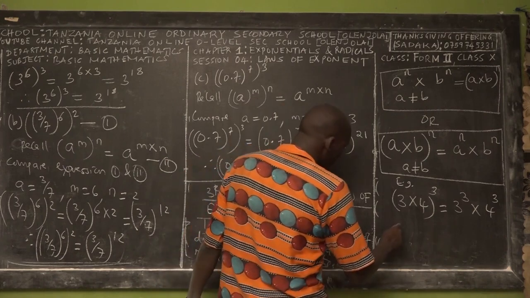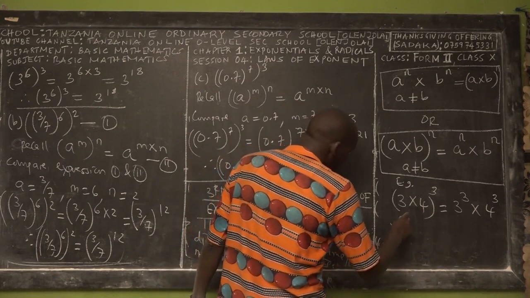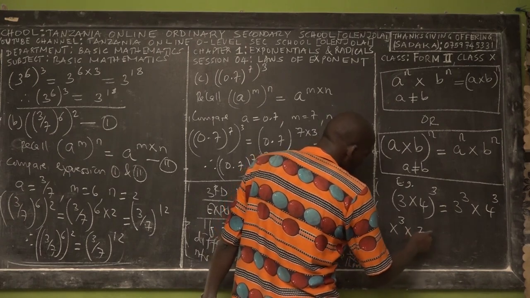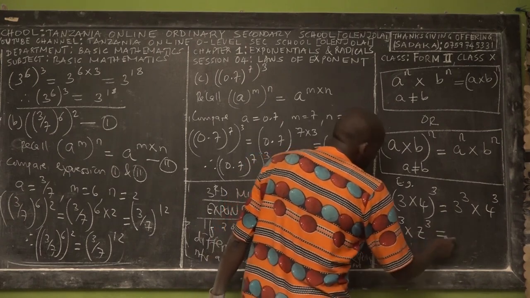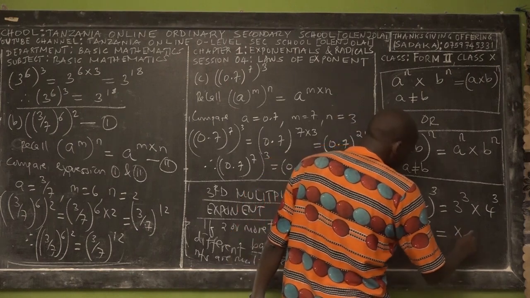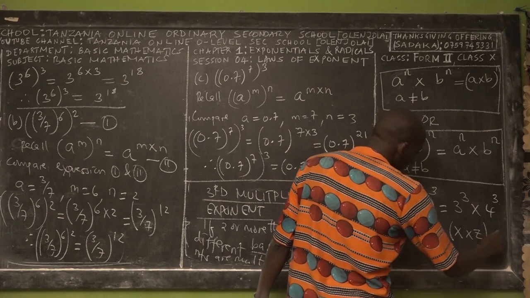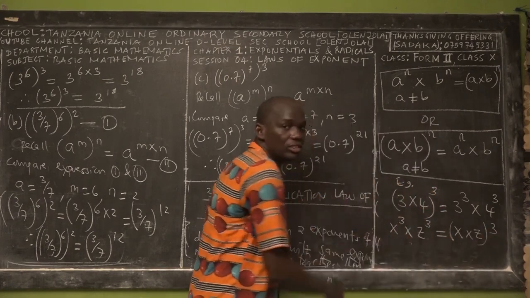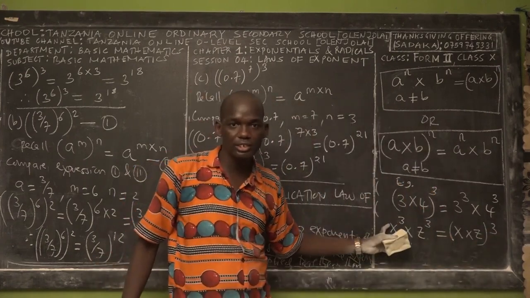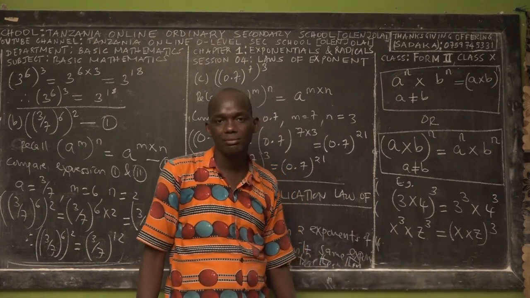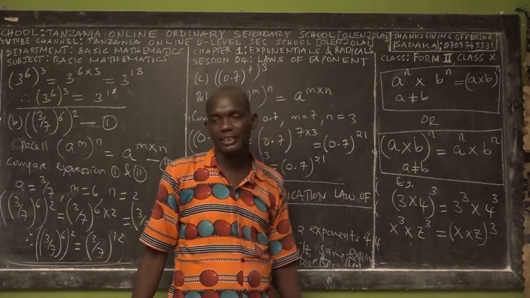Also, you can find that maybe you have x power 3 multiplied by z power 3. So we can also express this as x times z, all power 3, because the bases are not the same. The base here is x, the base here is z, but the exponent is the same. Are we together? Yes. So nothing is difficult.